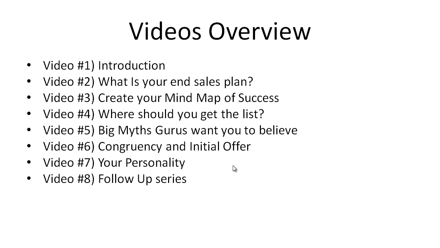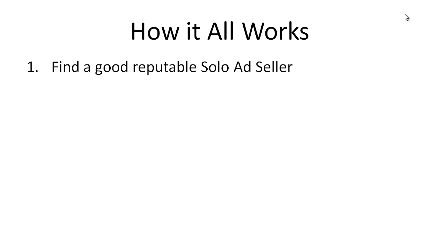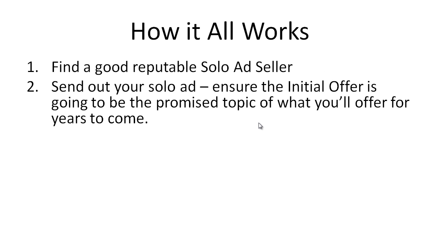Number 8 is follow-up series. That's really important as well. And number 9, how to convert, which is very, very important. So here's how it all works. Basically, we're going to find a good, reputable solo ad seller, and then you're going to send out your solo ad. Ensure that your initial offer is going to be the promised topic of what you'll offer for years to come. Now, this is something that most people don't think about, but you're going to add the initial offer, and the initial offer is going to be about the topic, and everything that you promote after that needs to be that same topic, because that's basically the reason why somebody signed up for your list.